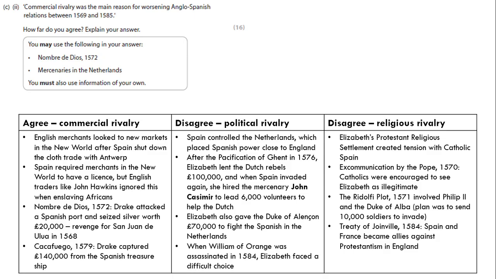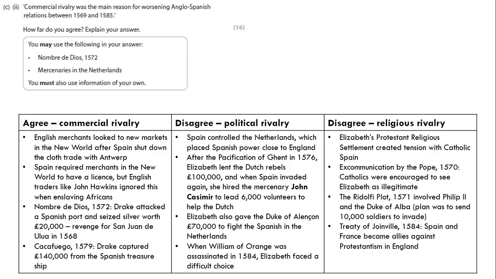In our disagree paragraph, our first one, we have political rivalry, which you should focus on the Netherlands, which is controlled by Spain. Now, this placed Spanish power close to England. If Spain fully controlled the Netherlands, they could launch an invasion far more easily, and it puts Elizabeth in direct physical danger. Now, after the Pacification of Ghent in 1576, this peace treaty, Elizabeth lent the Dutch rebels £100,000 to support them, and when Spain broke the pacification and invaded again, Elizabeth hired the mercenary John Casimir to lead 6,000 volunteers to help the Dutch.